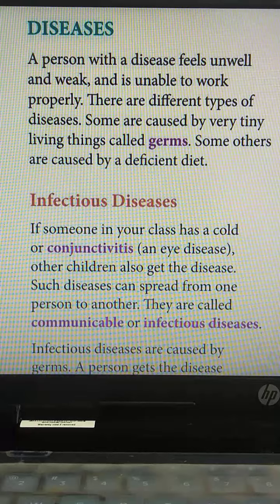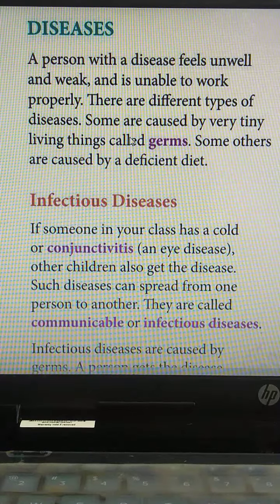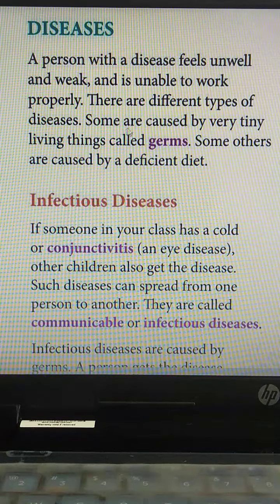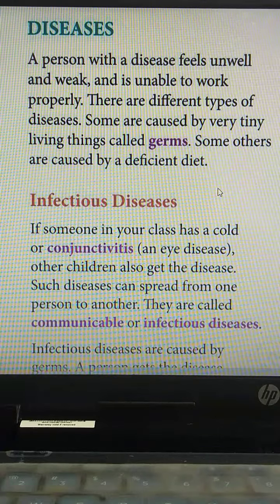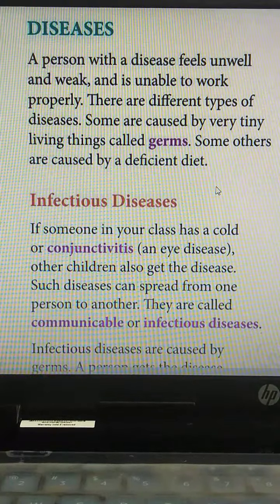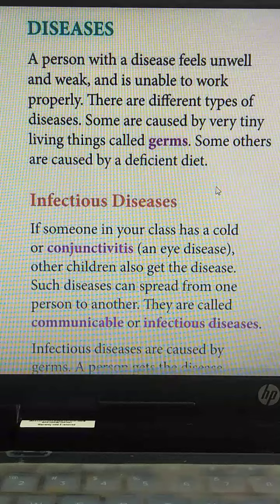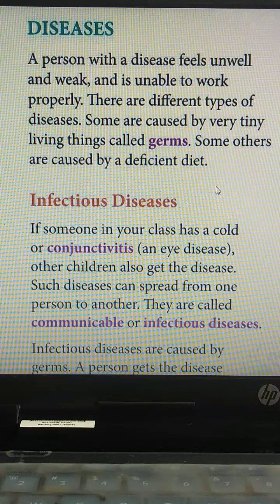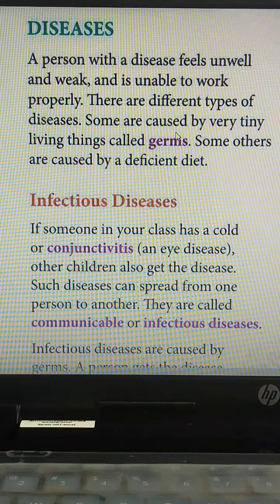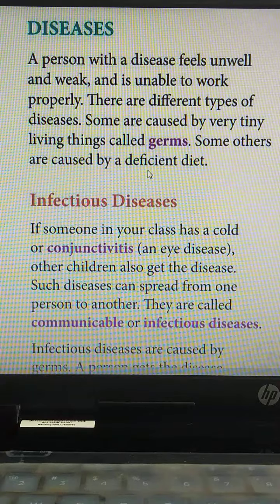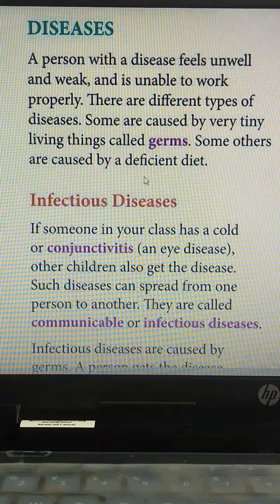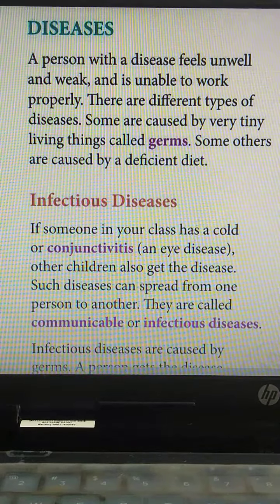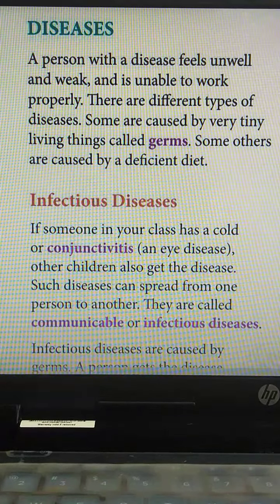There are different types of disease. We know that there are different types of disease people used to suffer. Some are caused by very tiny living things called germs, and some others are caused by a deficient diet. So disease comes to our body by two options. One is germs, and the second is the deficient diet, right? Two things you have to remember.